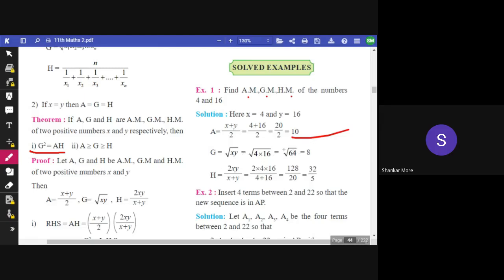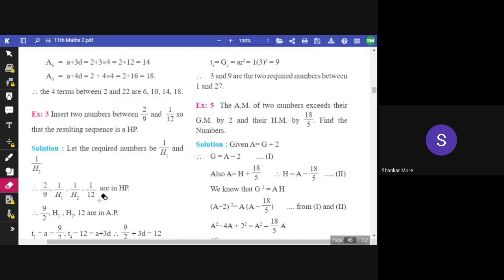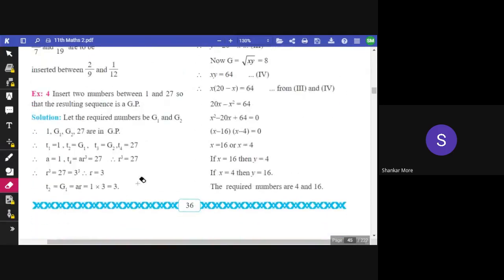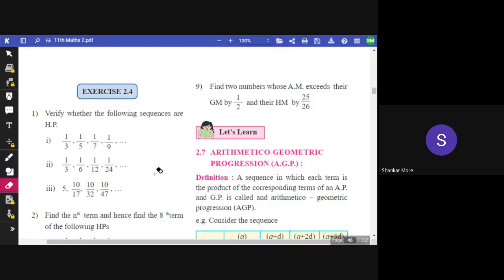Geometric mean: 4 multiplied by 16 is 64, root of 64 is 8, so geometric mean is 8. And harmonic mean: we put the value of x and y. 2 multiplied by 4 multiplied by 16, that is 128, and 4 plus 16, that is 20. 128 divided by 20 can be written as 32 by 5. So these are the AM, GM and HM of the given numbers. These are very simple examples based on these mean concepts, so you can try it at home.